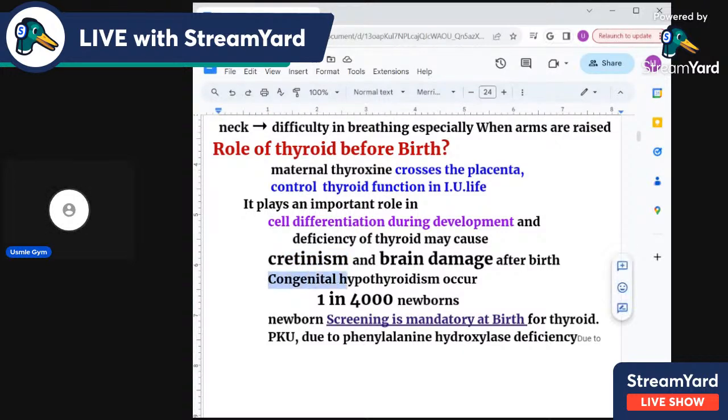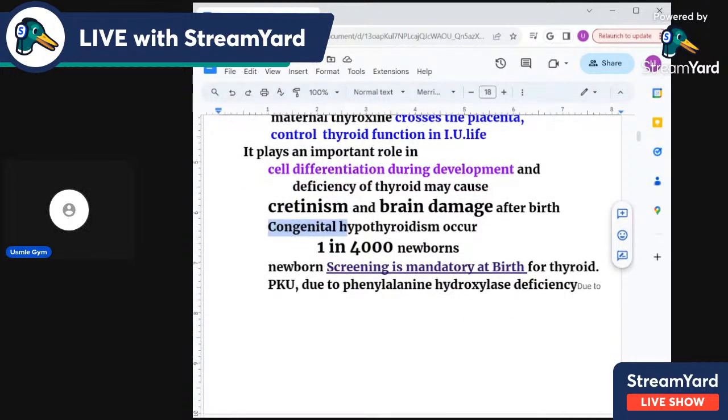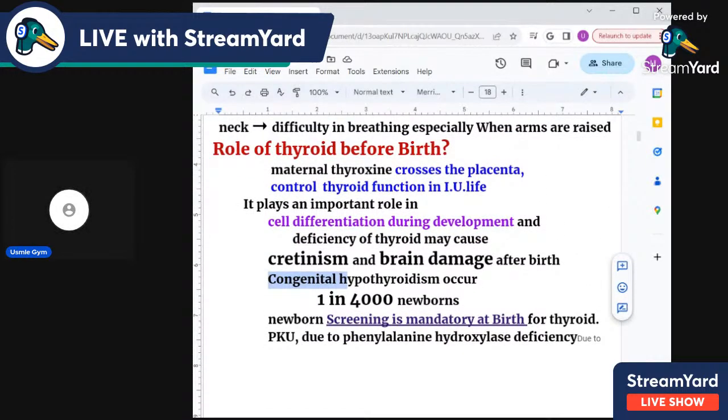Congenital hypothyroidism occurs in 1 in 4,000 newborns, and it's a preventable cause of mental retardation. So thyroid screening is mandatory at birth. And the other disorder which also requires screening is PKU, phenylketonuria. So these two disorders, thyroid and phenylalanine screening, are mandatory at birth.